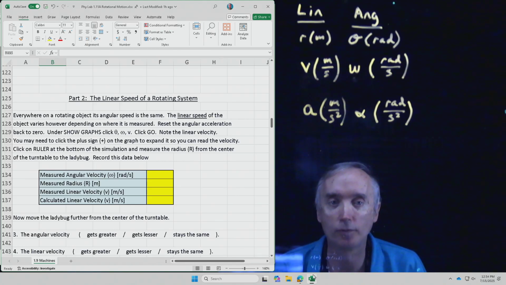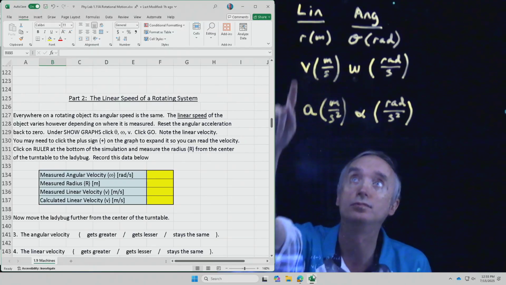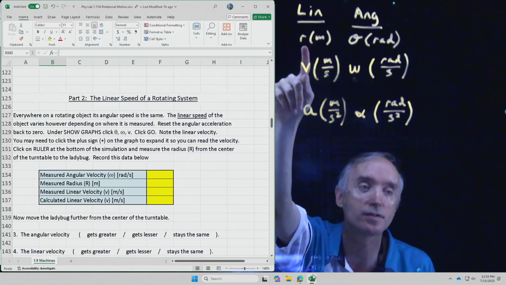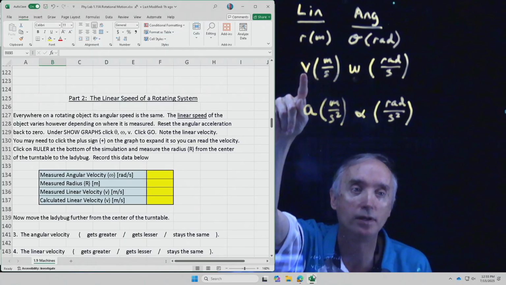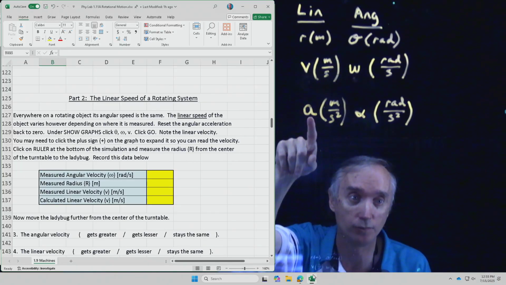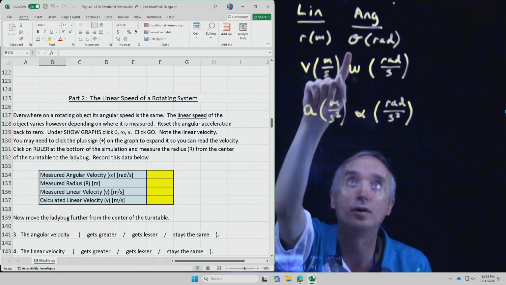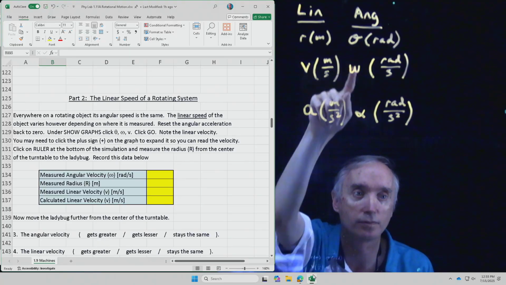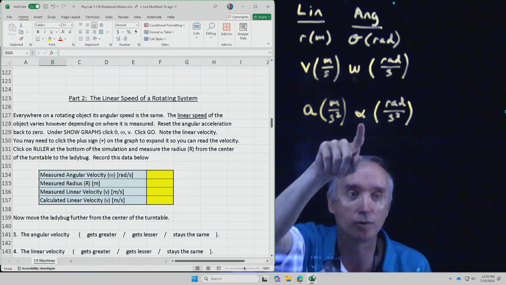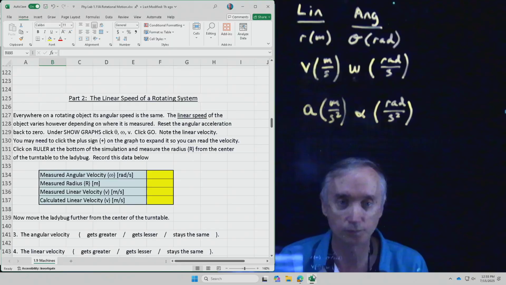Right, so now we're ready for part 2, the linear speed of a rotating system. And so here's what you should know now. You should know what linear distance, linear speed, and linear acceleration are when you're going sideways. And then you should also know what rotational distance, rotational speed, and rotational acceleration are.